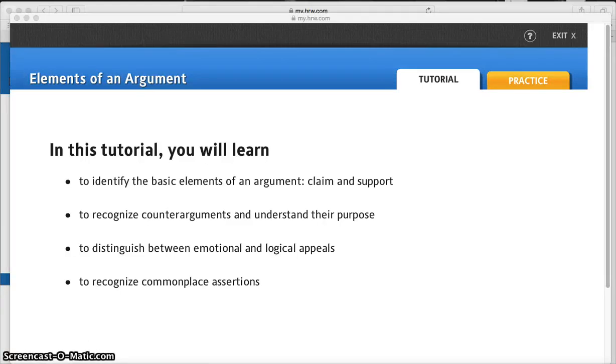Hello, here is a tutorial if you are looking to do a little bit of review of just the main pieces of an argument. If you look at the front of the tutorial, we're only going to focus on the very first bullet point here, the basic elements of an argument. So we'll stop a little bit short.